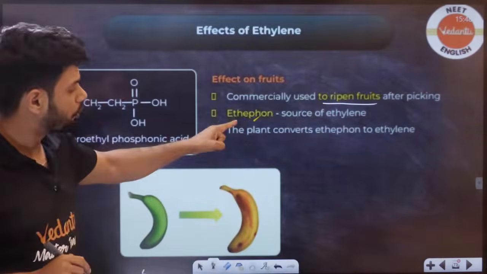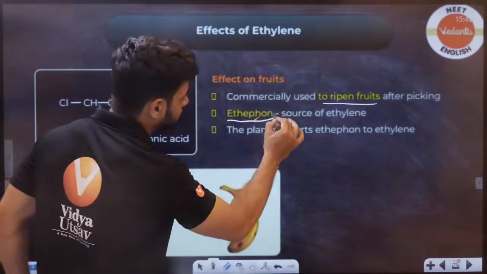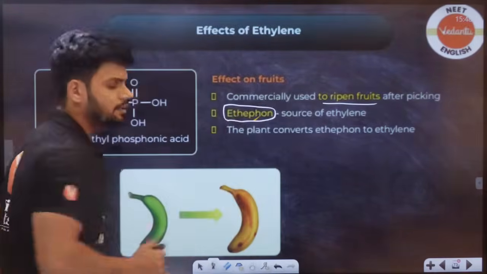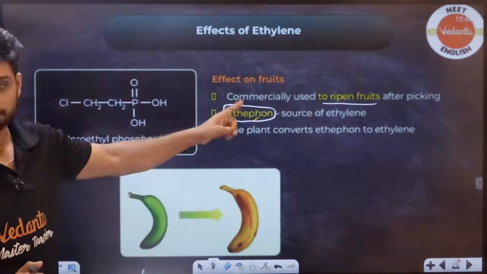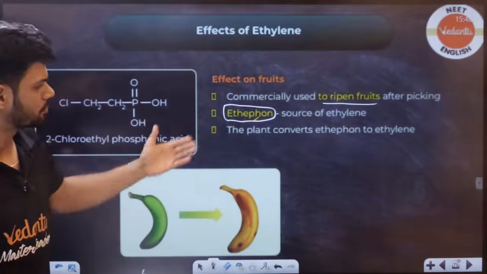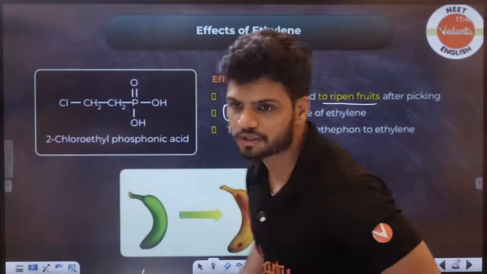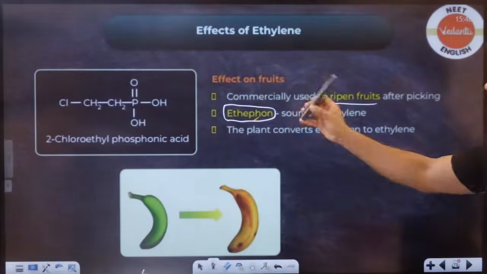There's something called ethephon, a source of ethylene. So in the market you can use ethephon. Ethephon can be used to ripen the fruits. It's a source of ethylene. Okay, the plant converts ethephon to ethylene. So directly ethephon can be used. Commercially used ethephon, exactly. Commercially used ethephon is here.